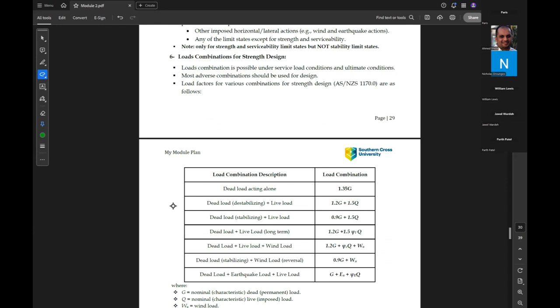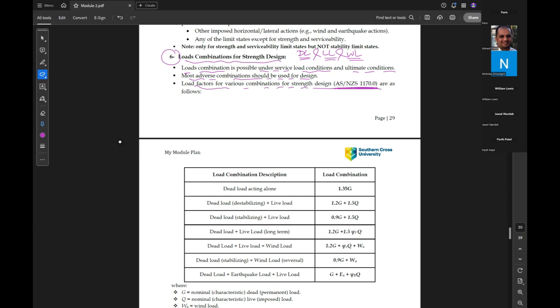And now come to the next important thing, which is the load combination for strength design. As you know, up to now we have 3 types of load: dead load, live load, and wind load. So these loads can act at the same time or may not exist at the same time. So that's why we have some load combinations. The load combination is possible under serviceability load condition and ultimate load condition. The most adverse combination should be used for design.